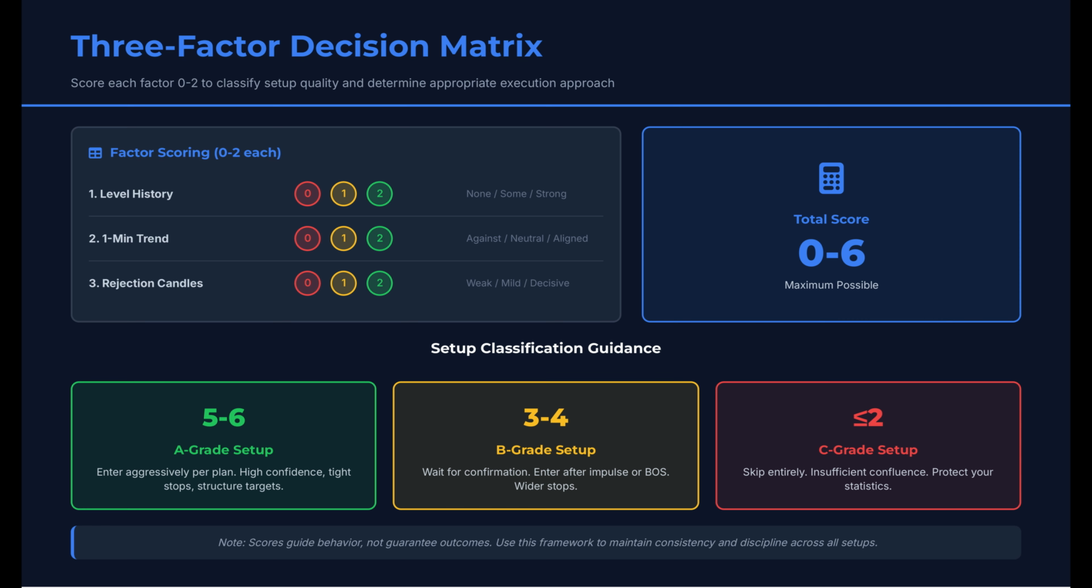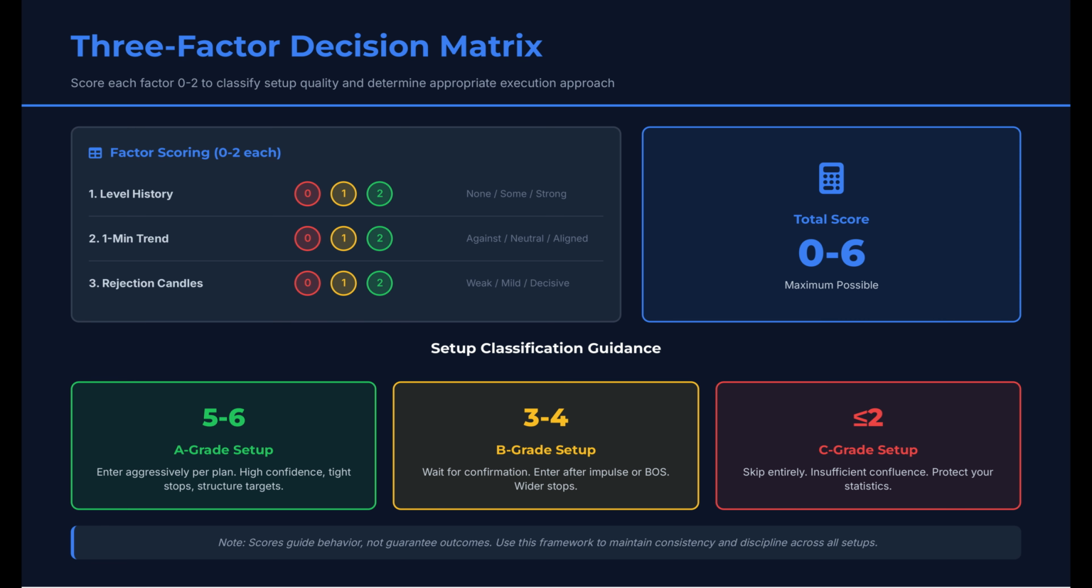Each of the 3 factors can be scored 0, 1, or 2 points based on its strength and alignment with your trade idea. Factor 1, level history. Score 2 points if the volume profile level has been respected 2 or more times in the past 2 to 3 sessions, multiple documented bounces or role reversals. Score 1 point if the level has been tested only once with a single reaction. Score 0 points if the level has never been tested. No history, no memory, no edge.